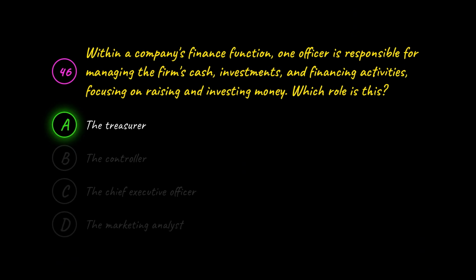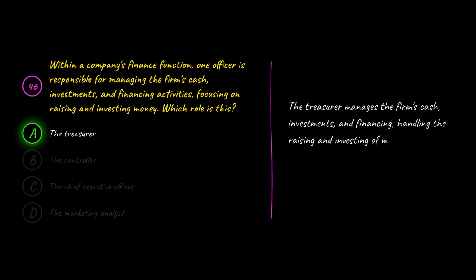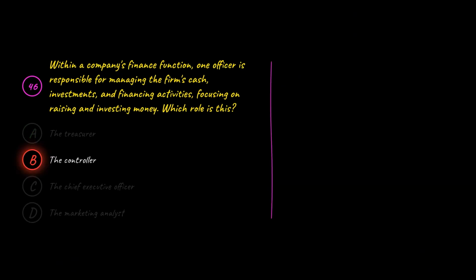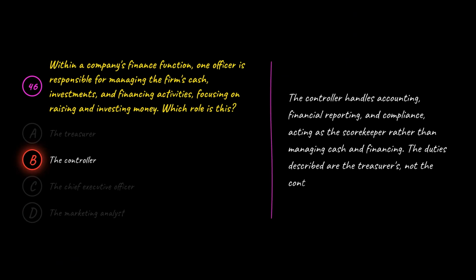The correct answer is A, the treasurer. A is correct because the treasurer manages the firm's cash, investments, and financing, handling the raising and investing of money. Responsibility for cash and financing is the defining role of the treasurer. B is wrong because the controller handles accounting, financial reporting, and compliance, acting as the scorekeeper rather than managing cash and financing. The duties described are the treasurer's, not the controller's.